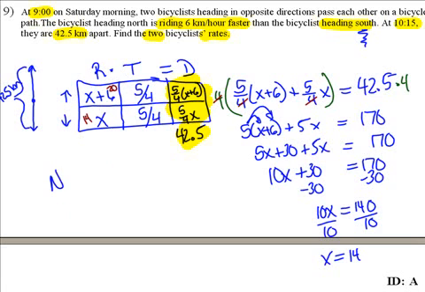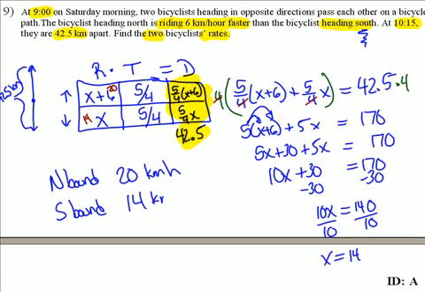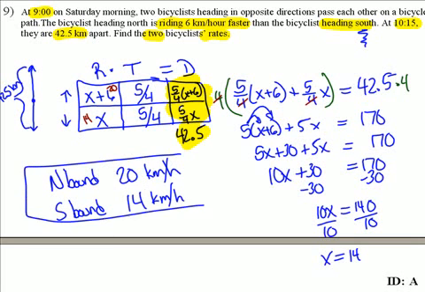The northbound is going at a rate of 20 kilometers an hour, and the southbound is going at a rate of 14 kilometers an hour. Those are my two answers. Any questions here?